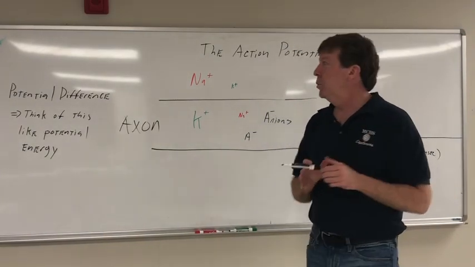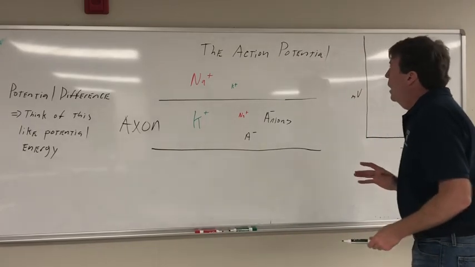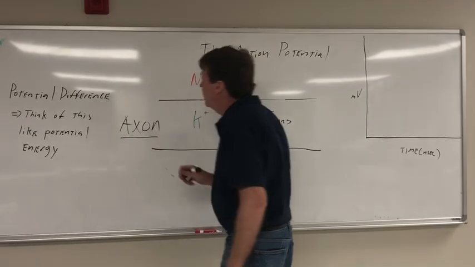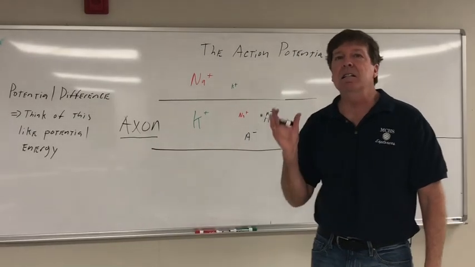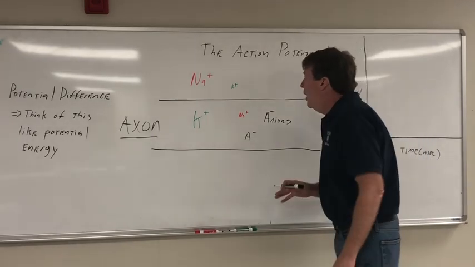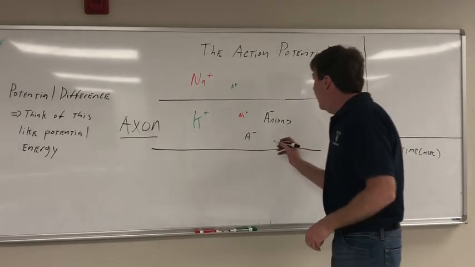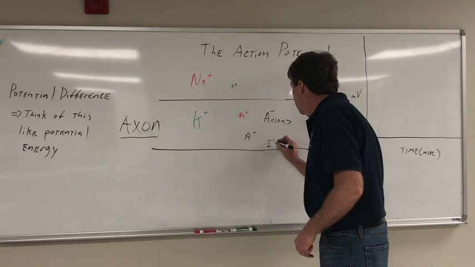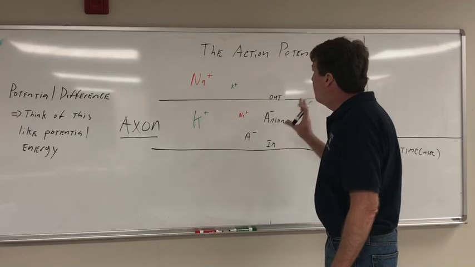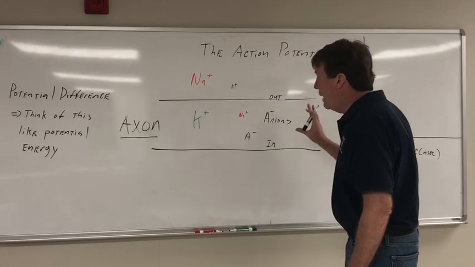What I want to do, let's look here. This is the axon. So we're going to focus in on an axon of a typical nerve cell. And what I want you to look at here, we've got the inside of the axon here, and we've got the outside of the axon here. Go ahead and make a copy of this right now.